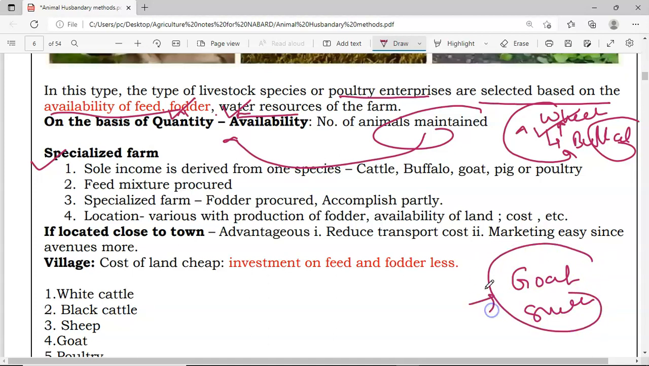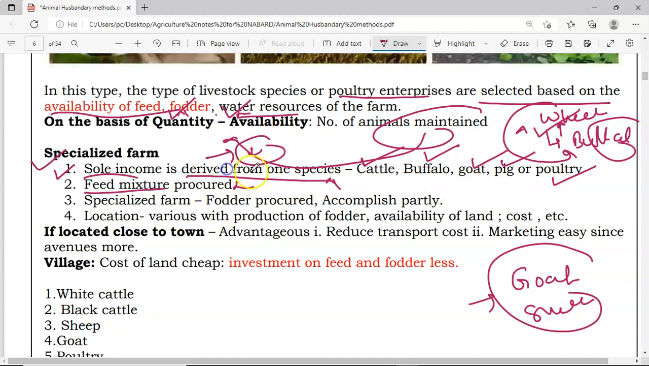Individual animals are reared in these types of specialized farm. One of the characteristics of this specialized farm is that the sole income is derived from one species, that is cattle, buffalo, goat, pig or poultry. Feed mixtures are procured under this. Why? Because these are specialized farms.